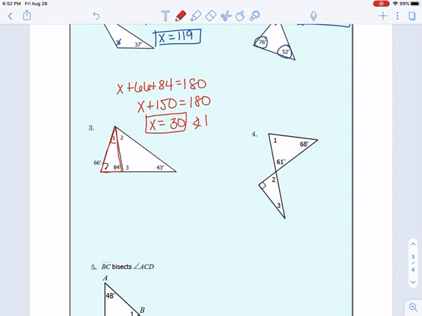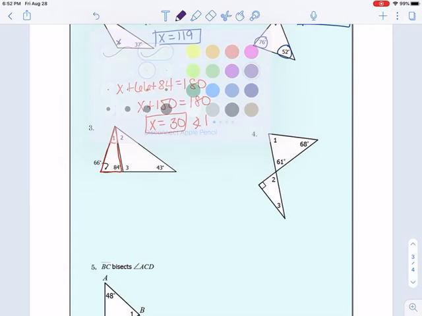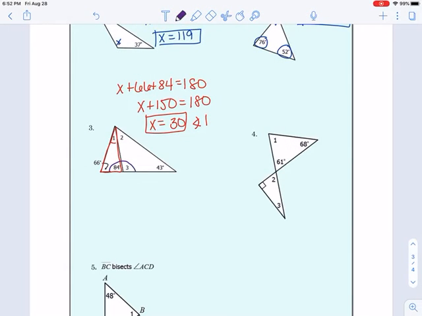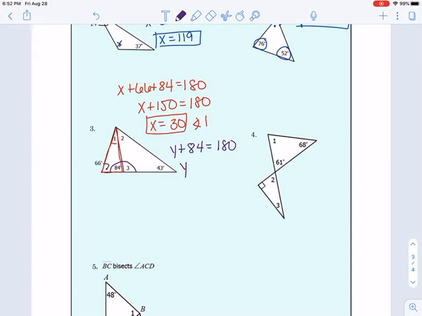Okay, let's do angle 3 first, because when I look at angle 2, I can't see a real simple way to find that one right away. But something that jumps out at me about angle 3 is that angle 3 and 84 are going to form a straight line. So if I add them together, they're going to have to equal 180. I'll call that angle y. So y plus 84 has to equal 180. And then when you subtract the 84 from both sides, you should get an answer of 96. And that is the measure of angle 3.